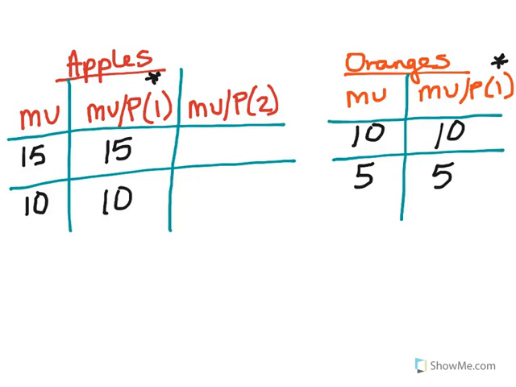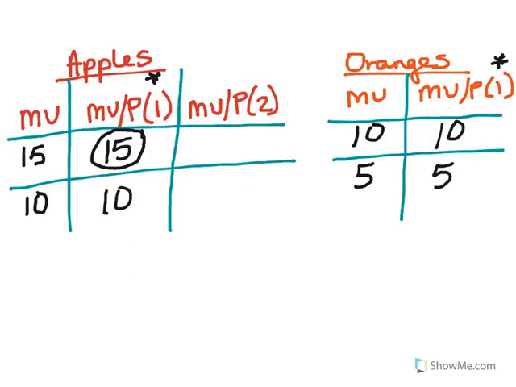Well, clearly we see that my first purchase is going to be an apple because that first apple brings me more utility than that first orange. And then my second purchase would be either an apple or an orange, because notice that the first orange will give me 10 utils and the second apple will also give me 10 utils. So I'm basically indifferent between the two.